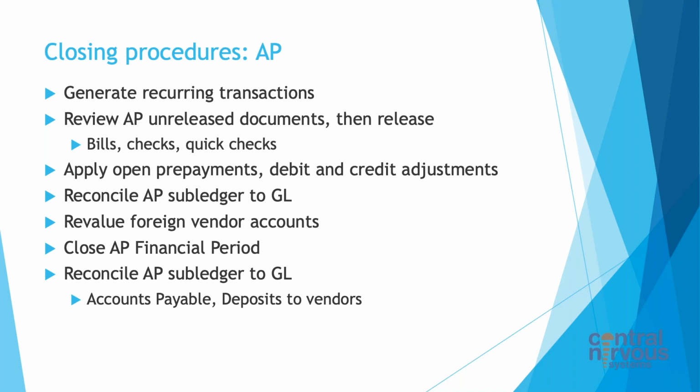Next is reviewing AP unreleased documents. Unreleased documents would mean things that are bills, checks, quick checks, anything that we have transacted through AP that is on hold or is waiting for approval. We can't close that module if we have a document dated for the previous period that is not released. So we need to go and review that to ensure that those are all taken care of.